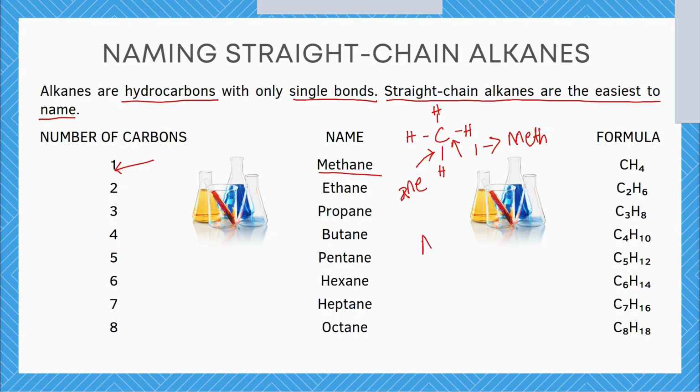When we join the two of them together, it becomes methane, and that's what gives us the name methane. Its formula is CH4, because you can see over here there is one carbon atom and four hydrogen atoms, which give us CH4.